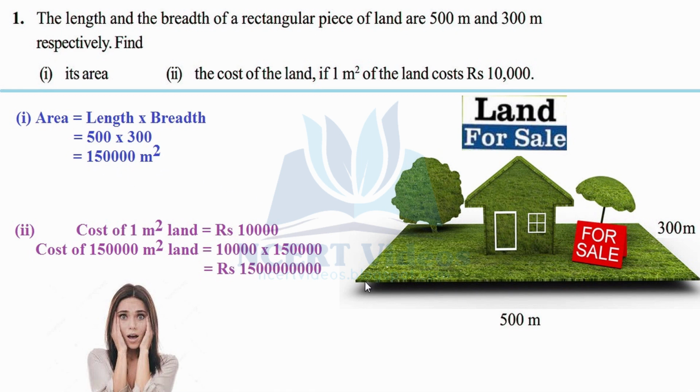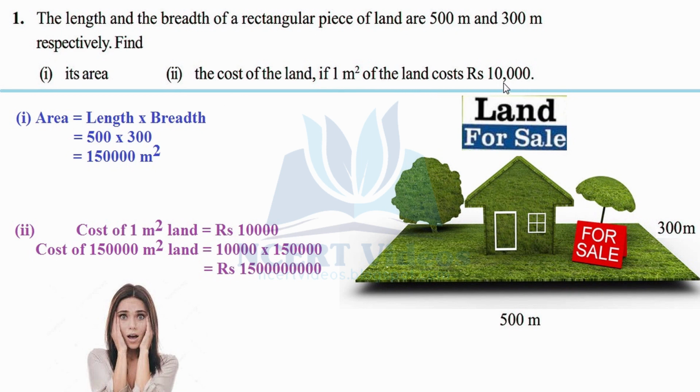Total he has this much. 1 meter square will be something like this, that is a square portion. So this whole land for sale contains this much of those tiny squares. Therefore, we got to multiply this thing with the cost. So the same we are doing in the second part. That is the cost of the land if 1 meter square of land costs rupees 10,000.